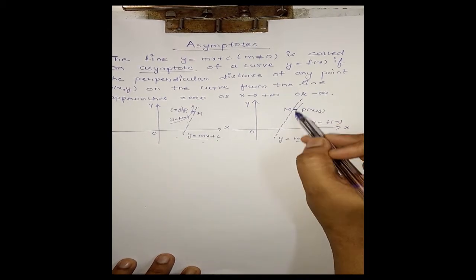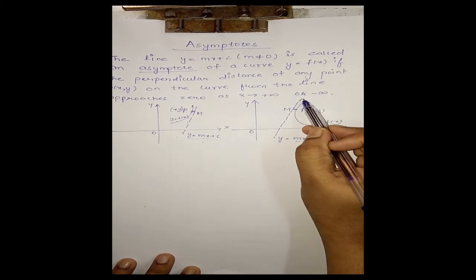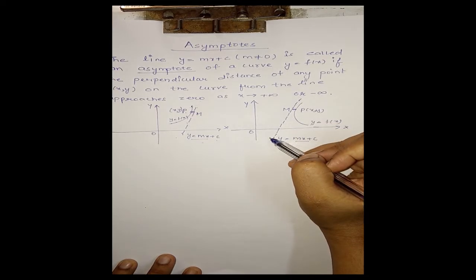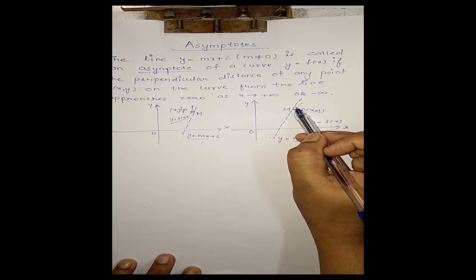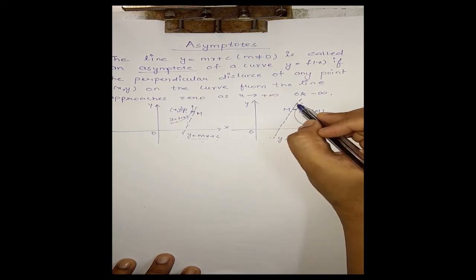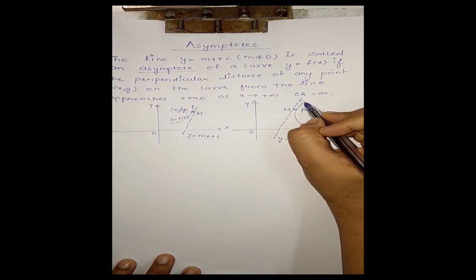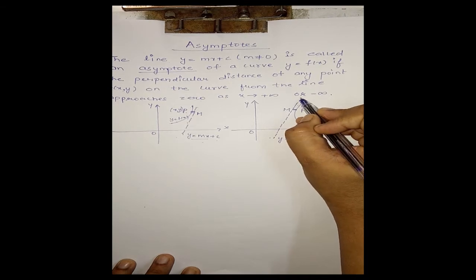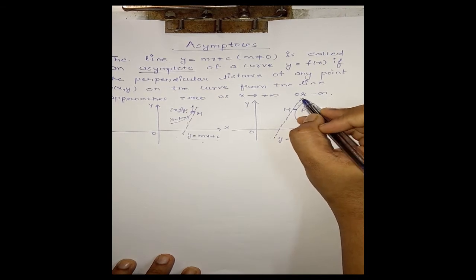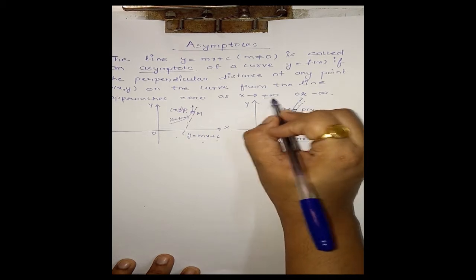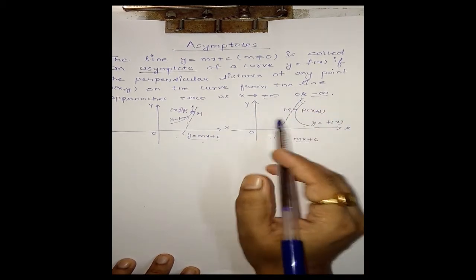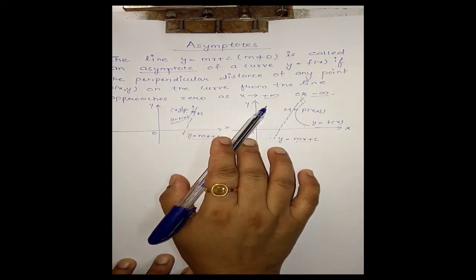Similarly, if my curve is like this, y is equal to f(x), then this line will be the asymptote to this curve, since as x tends to infinity, the perpendicular distance of any point P on this curve to this line y is equal to mx plus c tends to 0 as x tends to infinity or minus infinity. This is the definition of an asymptote.